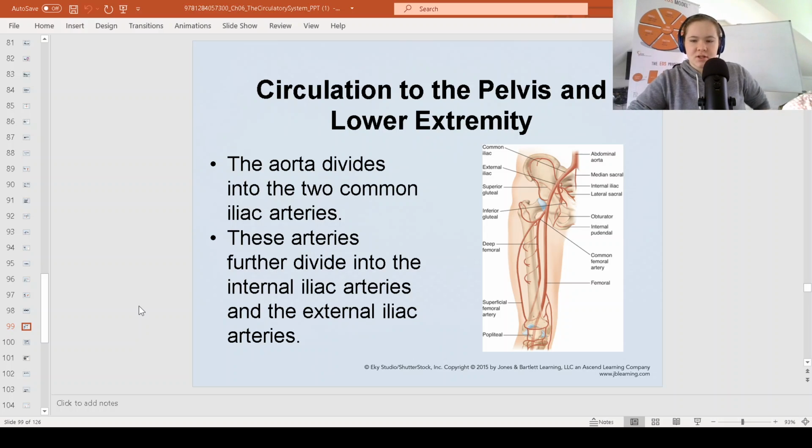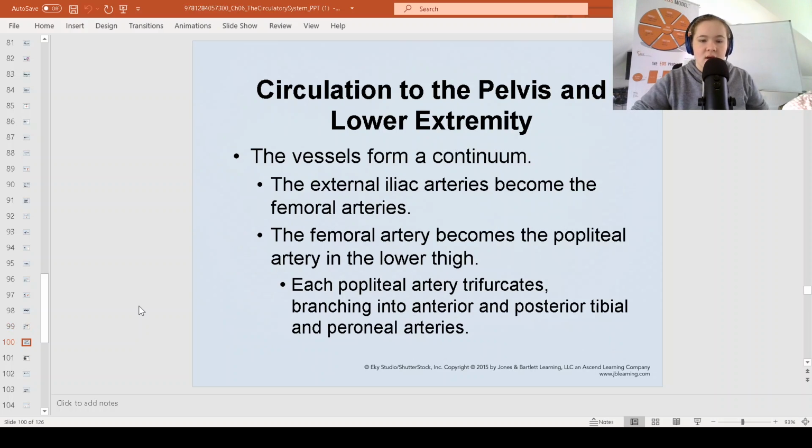The circulation to the pelvis and lower extremity: the aorta divides into two common iliac arteries. These arteries further divide into the internal iliac arteries and the external iliac arteries. The vessels form a continuum. The external iliac arteries become the femoral arteries. The femoral arteries become the popliteal artery in the lower thigh.